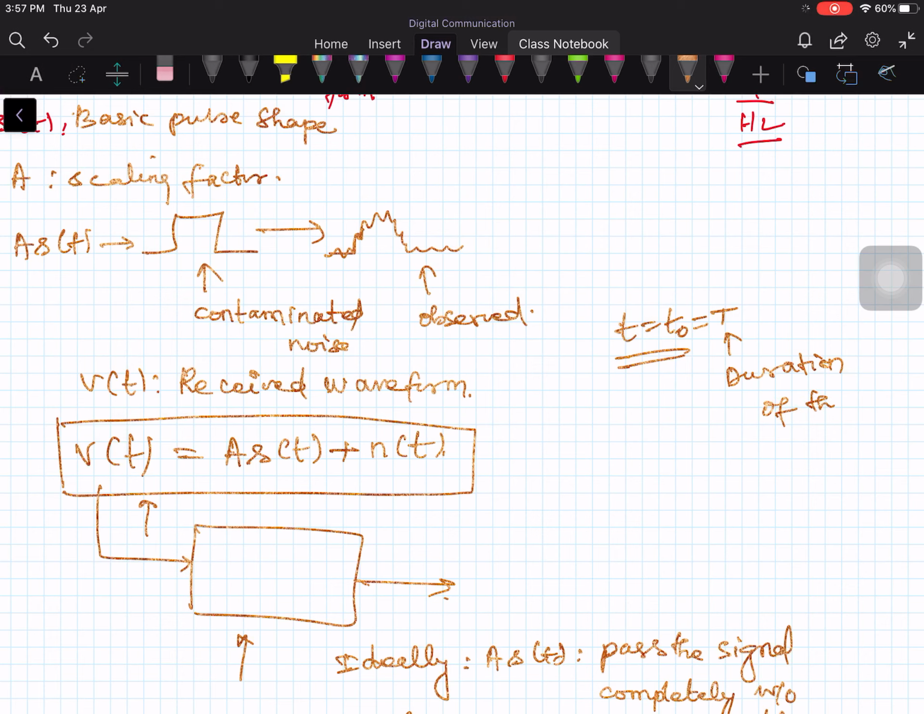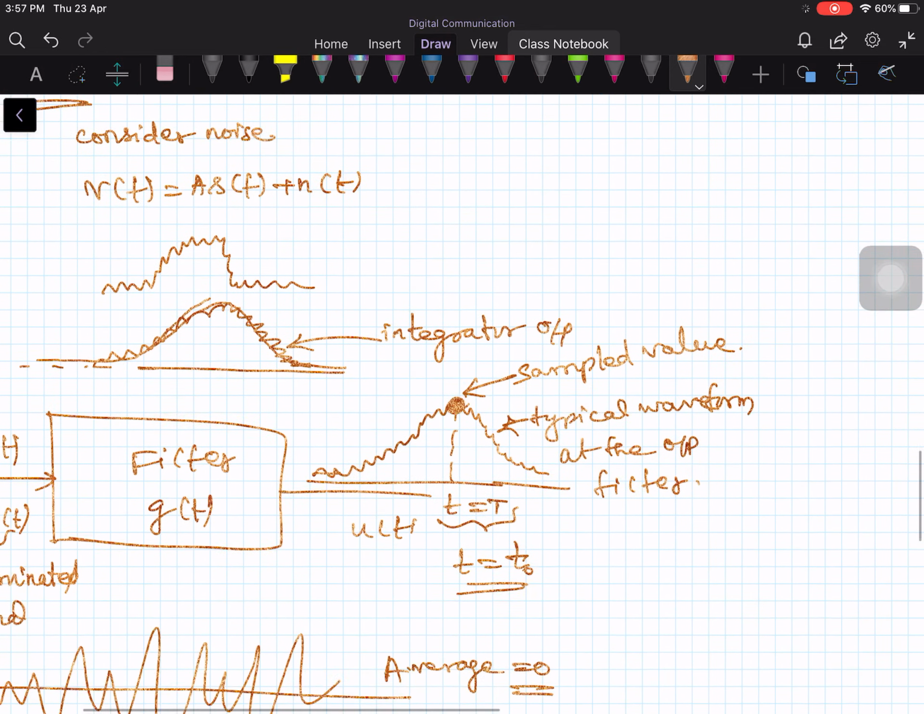Duration of the signal, therefore t naught should be greater than or equal to capital T. So that we should remember: t naught should be a point at which you could have seen most of the signal. In fact, you should have observed most of the signal. So ideally t naught should be greater than or equal to 0.